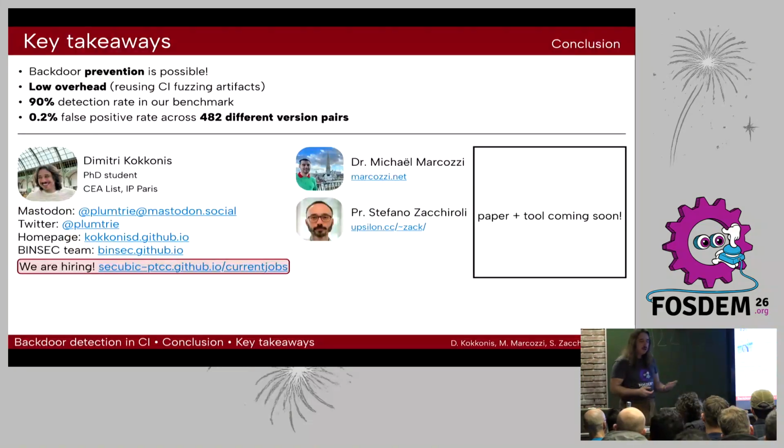So yeah, in conclusion, backdoor prevention is possible with an extremely low overhead because you're reusing fuzzing results. 90% detection rate on our benchmark with only 0.2% false positive rates across the entire thing. Thank you very much.